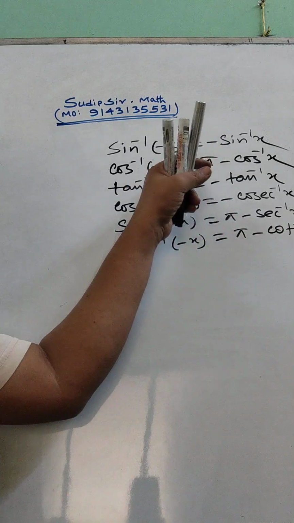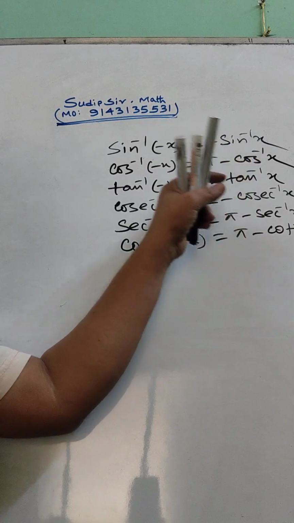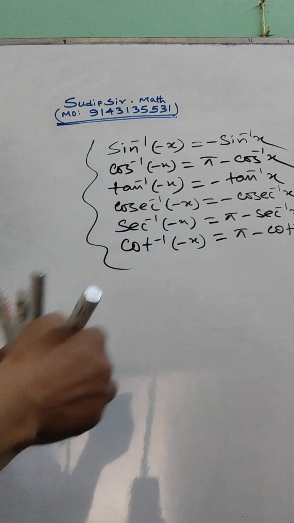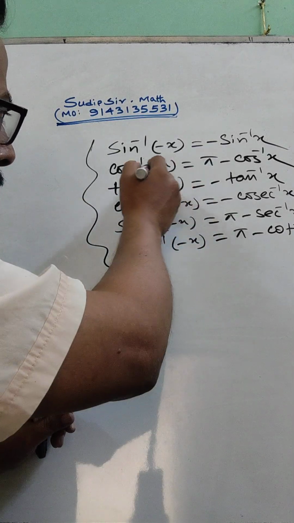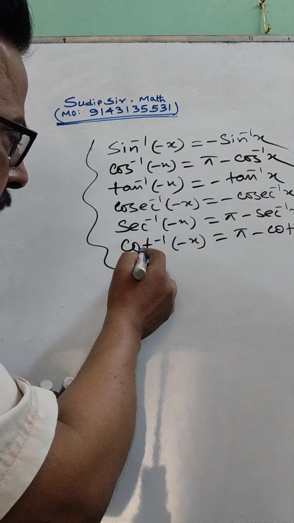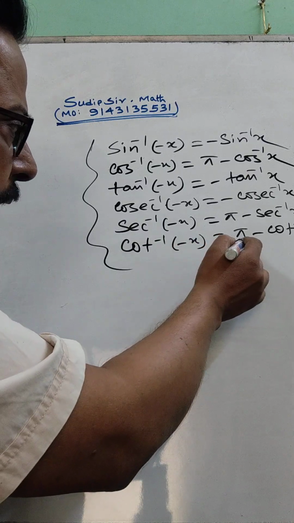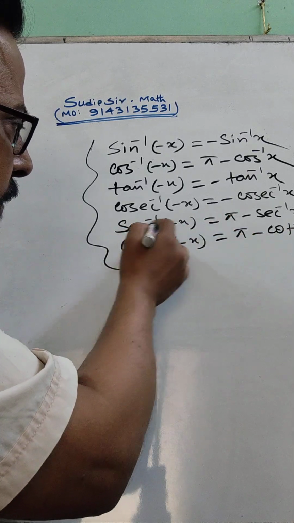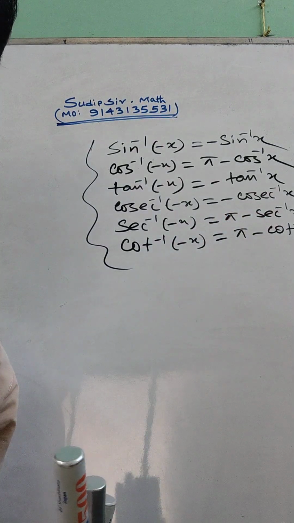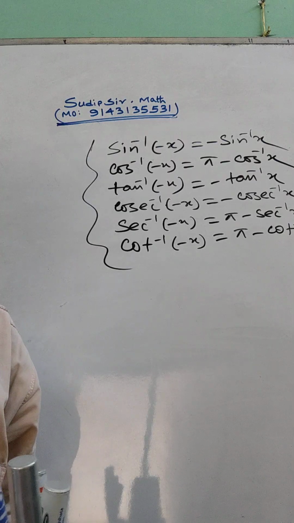This is for its domain, whatever the domain is. Within that domain, remember it: cos inverse minus x equals pi minus cos inverse x, cot inverse minus x equals pi minus cot inverse x, sec inverse minus x equals pi minus sec inverse x within its domain. Okay.